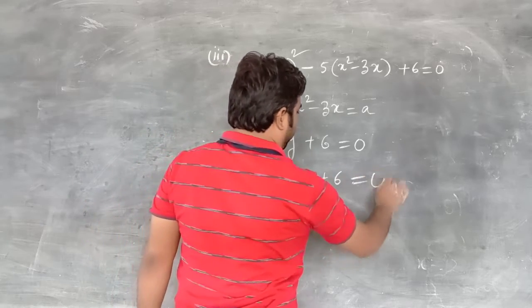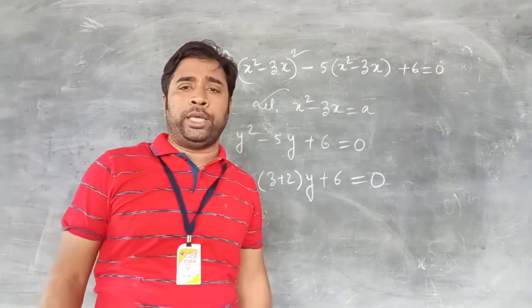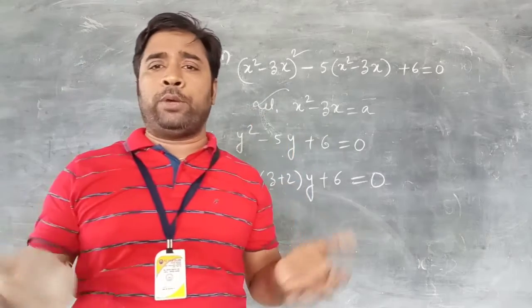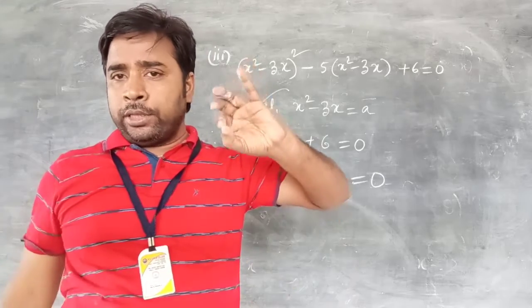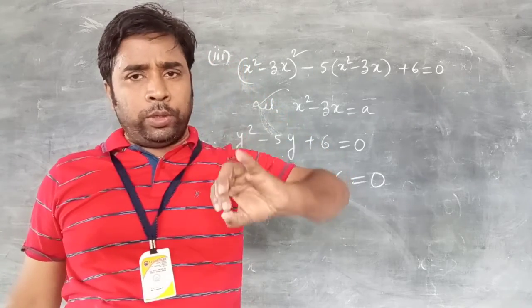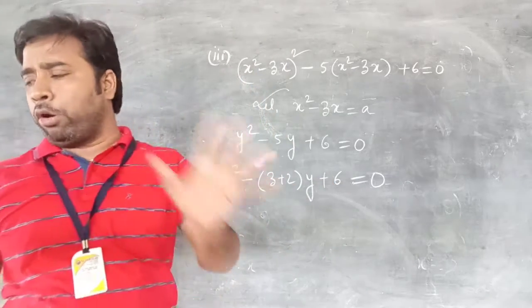So this is a very common type of problem. Remember, whenever in a quadratic equation there is any common part, we have to consider the common part as a. Okay, and if the equation contains x to the power 4, then we shall consider x square equal to a or y.